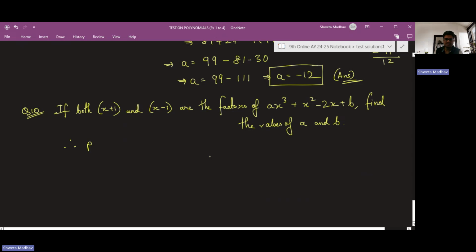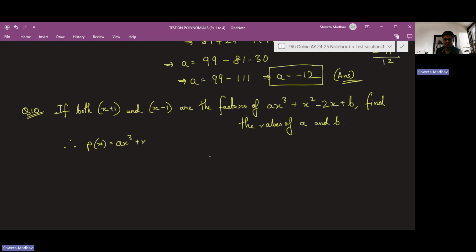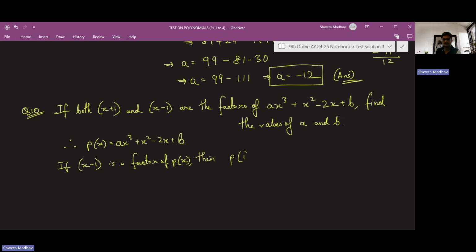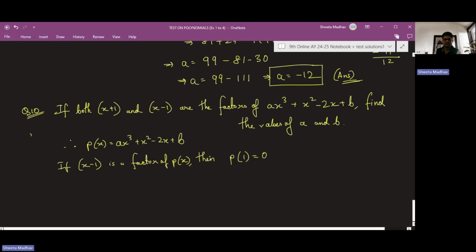Let's say we take this as the polynomial p of x, which is equal to ax power 3 plus x square minus 2x plus b. So here it is told that if x minus 1 is a factor of p of x, then p of 1 should be equal to 0, since if I equate this x minus 1 to 0, then we will get x as 1. So p of 1 should be equal to 0 by using factor theorem.